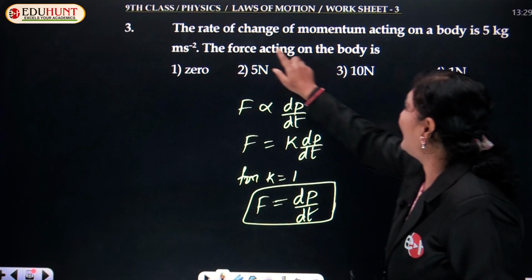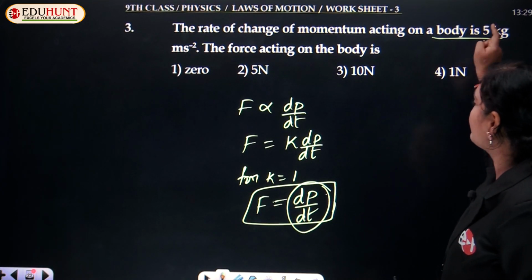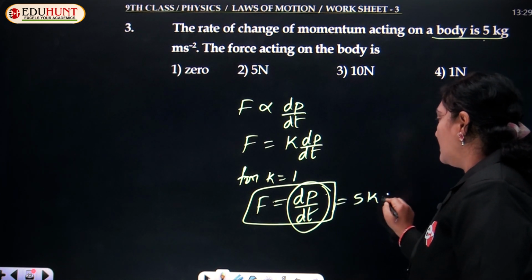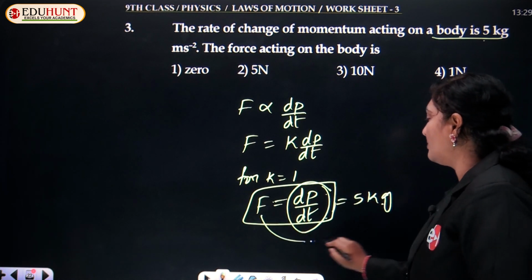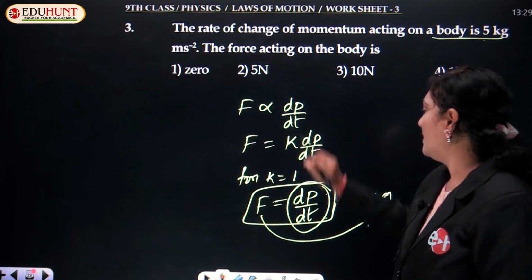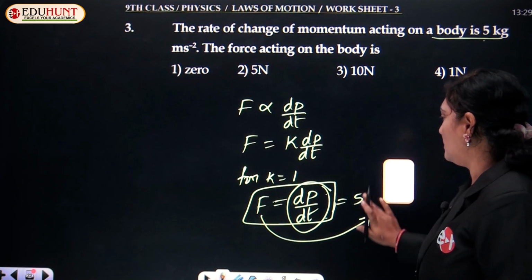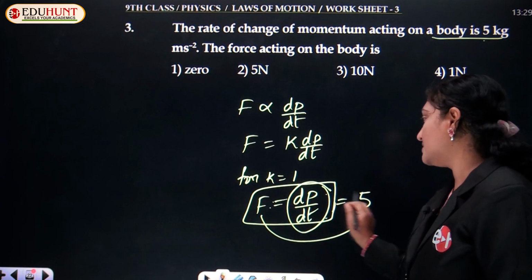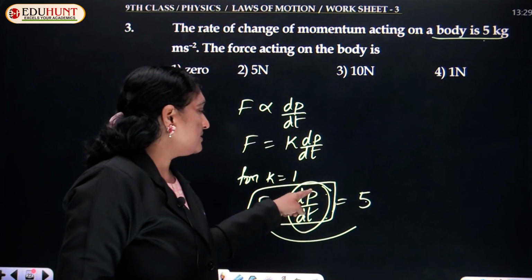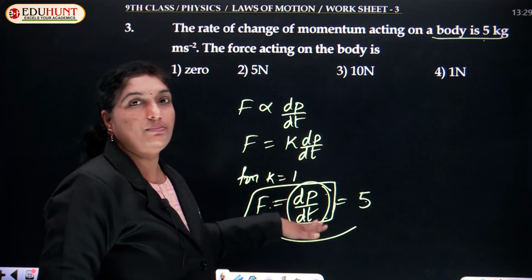So, what was given as the rate of change of momentum, that is dP by dt itself, is given as 5 kg meter per second square. If dP by dt equals 5, then what about the force, children? Force is also equal to 5. But remember that change in momentum upon time: the momentum unit is kg meter per second, upon second. So, finally, we have kg meter per second square.